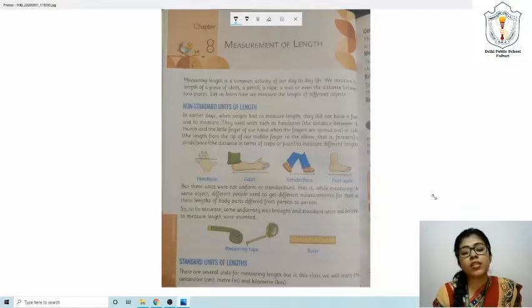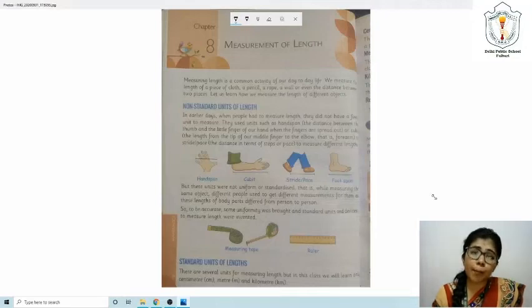Now see, what are the standard units of length? There are several units of measuring length, but in this class we will learn only centimeter, meter and kilometer. Please remember, children, centimeter is the smallest here.